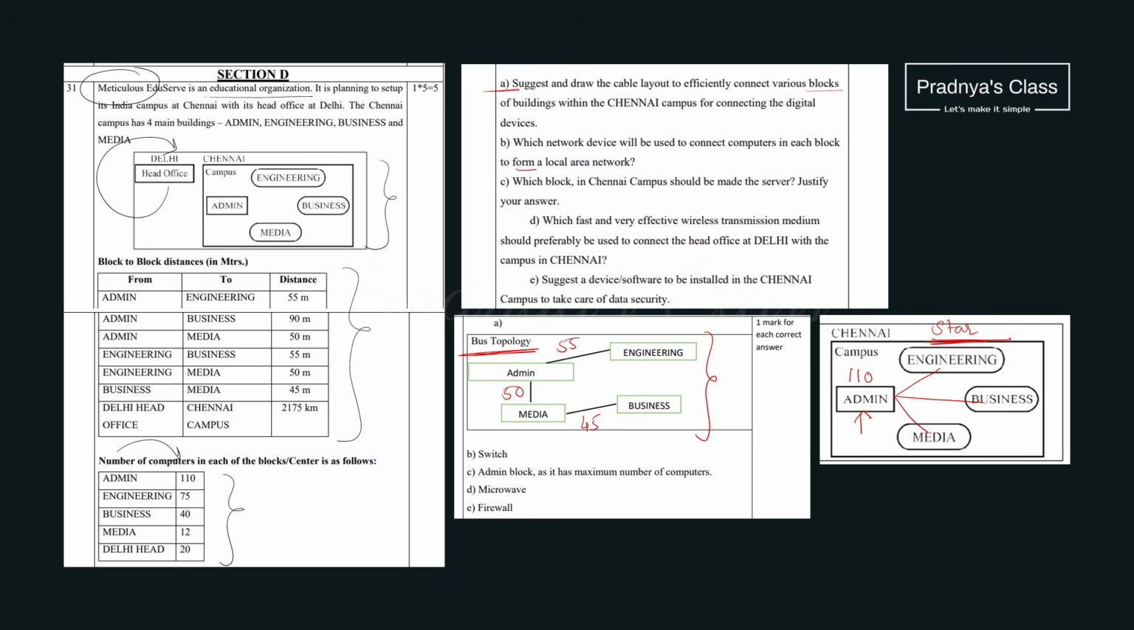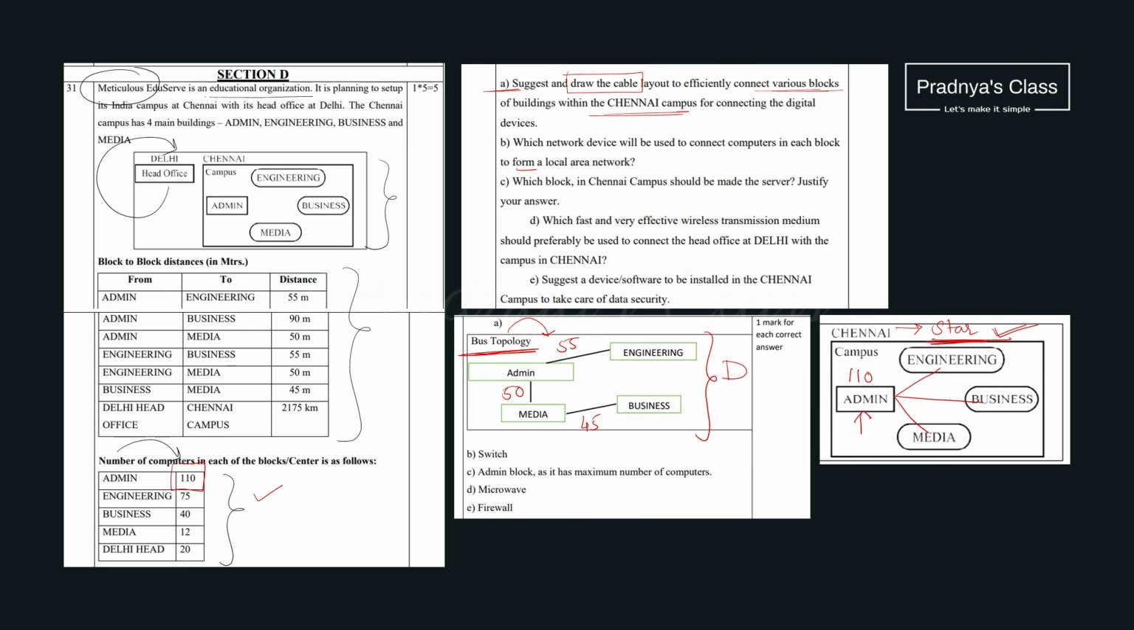Now let's read the instructions carefully. Suggest and draw the cable layout efficiently to connect various blocks of the Chennai campus. There are different topologies. Out of that you can suggest any one. If we go ahead with bus topology, it depends on the distance between the blocks. Try to find out the minimum distance between these blocks and connect them. The second choice, we can go ahead with the star topology. I would suggest always going with star topology. It is based on the number of computers in each block.